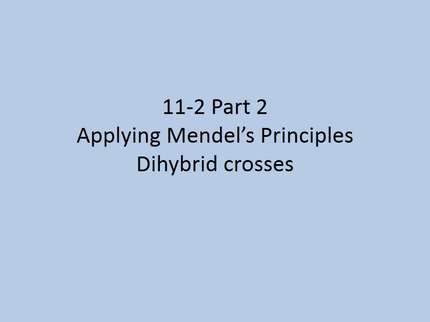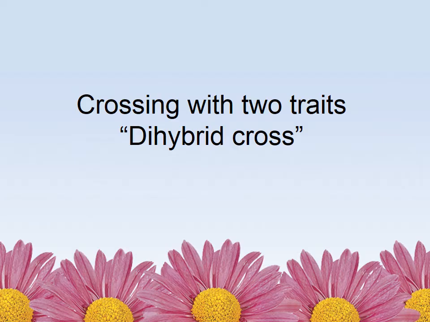Chapter 11, Section 2, Applying Mendel's Principles, Dihybrid Crosses. Previously, we've been talking about genetic crosses with one trait. Now we'll be looking at those with two traits, and it's called a dihybrid cross. The ones with one trait were called a monohybrid cross.